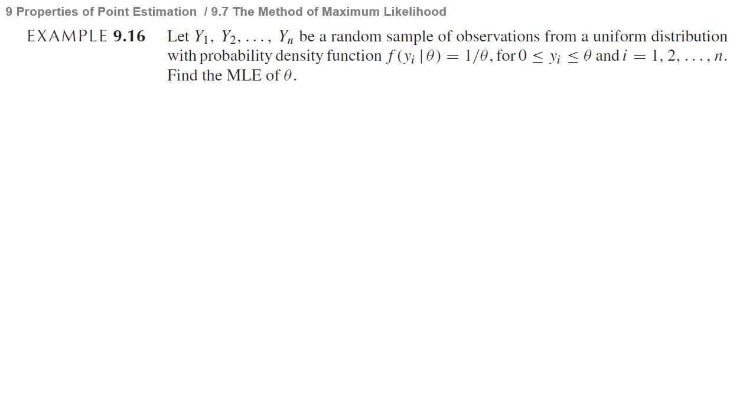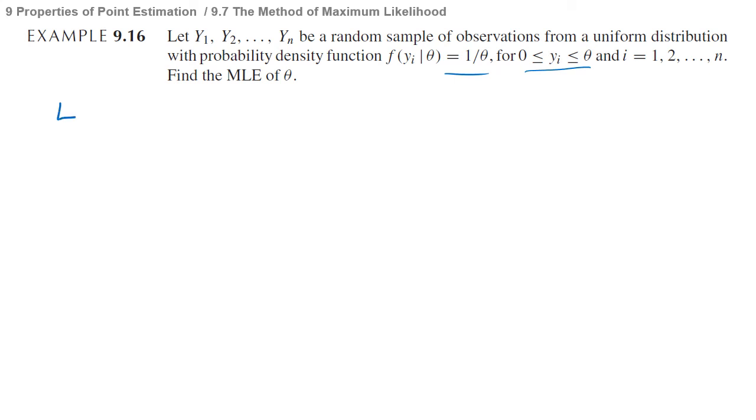Let's move on to example 9.16. Let y1, y2, ..., yn be a random sample of observations from a uniform distribution with probability density function of this form, for yi from 0 to theta, and i equals 1 to n. Find the MLE of theta. Okay, so this is a uniform distribution.